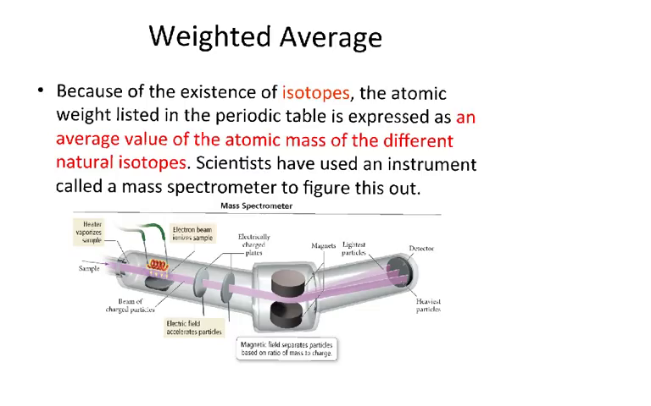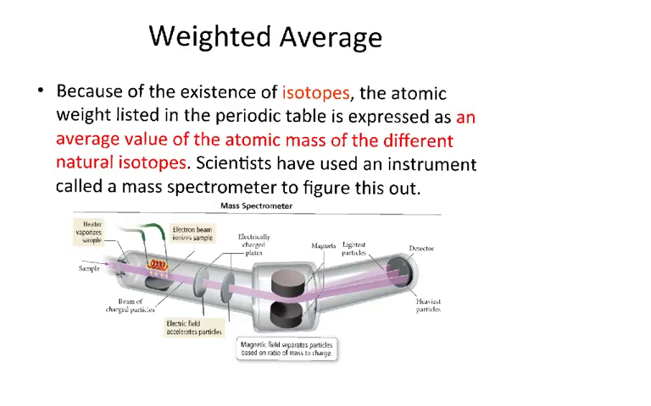Okay, so we mentioned that on the periodic table, the atomic mass is the weighted average of the natural abundance of all of the different isotopes for a particular element. And I just want to mention that there's an instrument that allows us to measure the different mass contributions and abundance of the different isotopes. This is called a mass spectrometer.